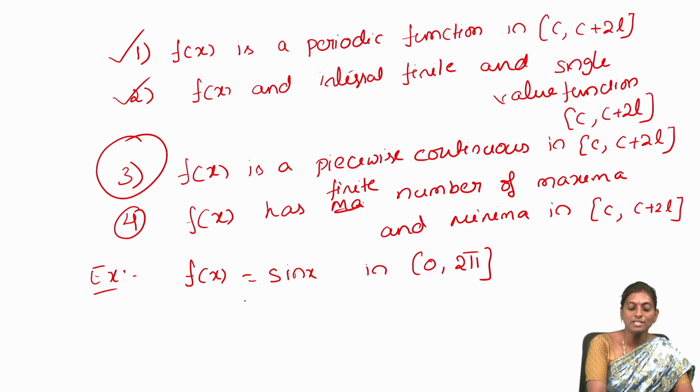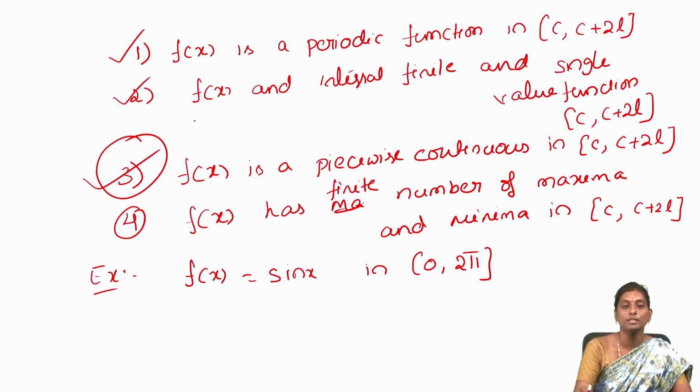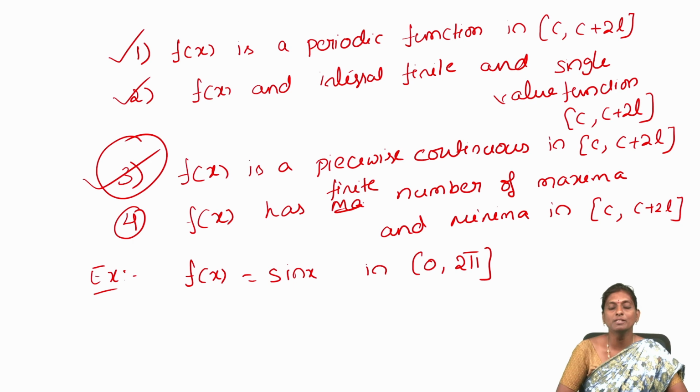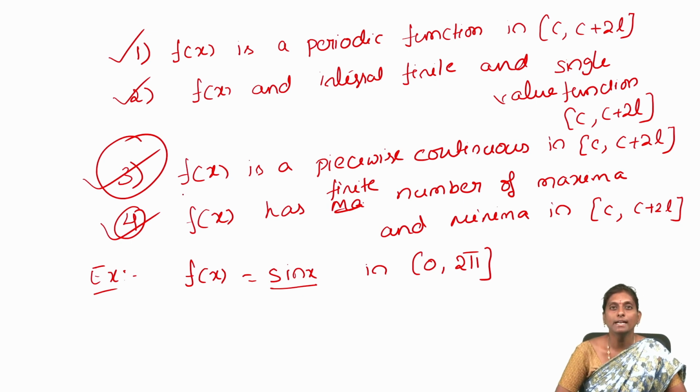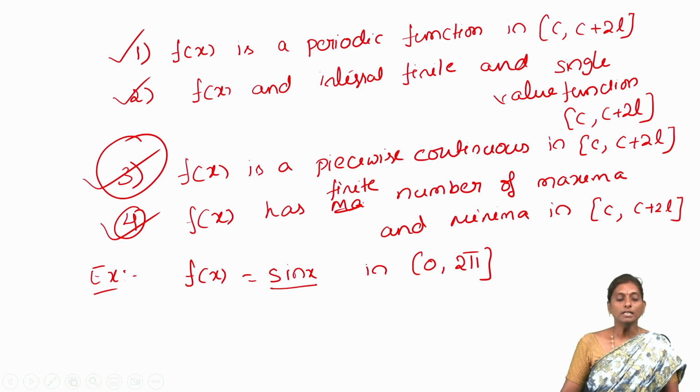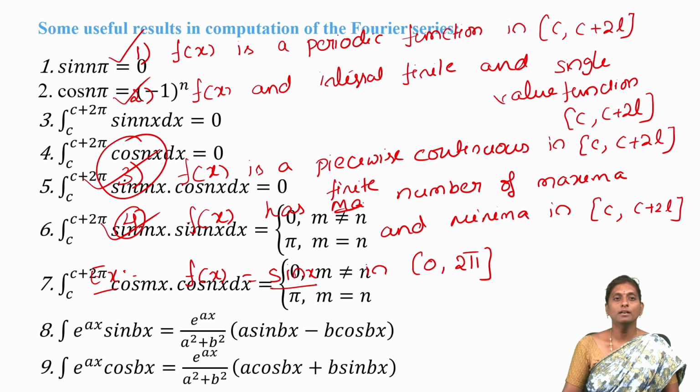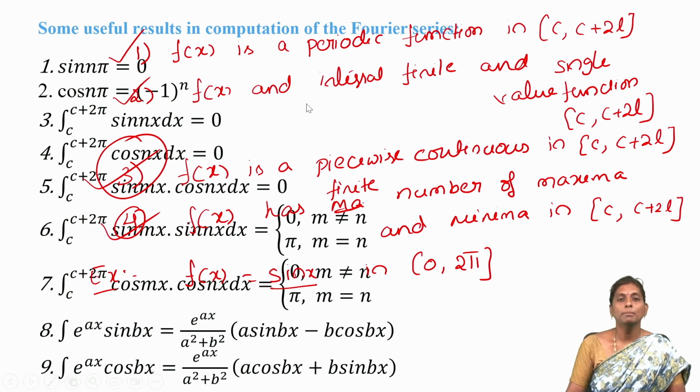And sin x is a continuous function in the interval 0 comma 2 pi. So condition number 3 is also satisfied. Condition number 4: sin x has a finite number of maximums and minimums. So 4 is also satisfied. All 4 conditions are satisfied, so this sin x function can be expressed as a sum of sine and cosine waves. And here I discuss some important results.